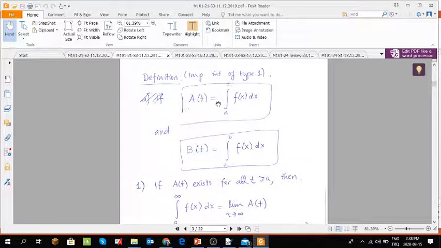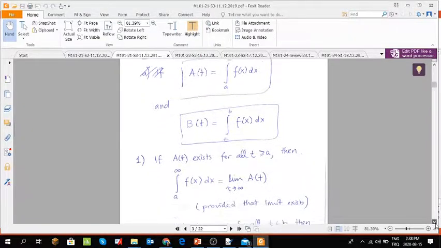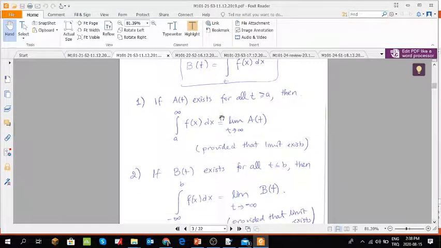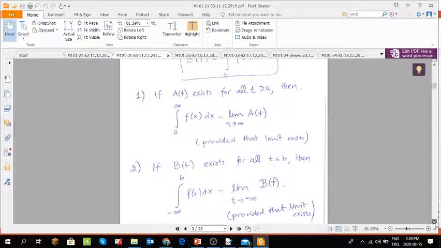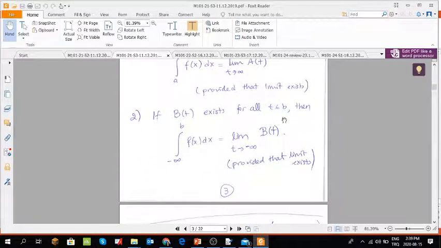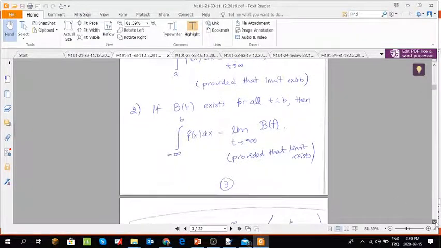This is our key. A of t is the integral from a to t of f of x dx, or B of t is the integral from t to b of f of x dx. These are keys for us to get a result. So if A of t exists for all t greater than or equal to a, then the integral from a to infinity of f of x dx is the limit of A of t, provided that the limit exists. If B of t exists for all t less than or equal to b, then the integral from negative infinity to b of f of x dx is equal to the limit as t goes to negative infinity of B of t, provided that the limit exists.